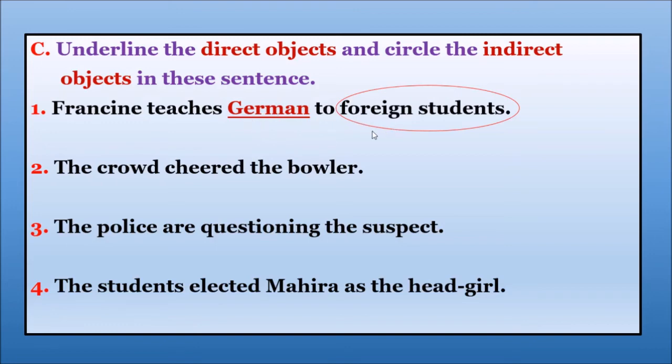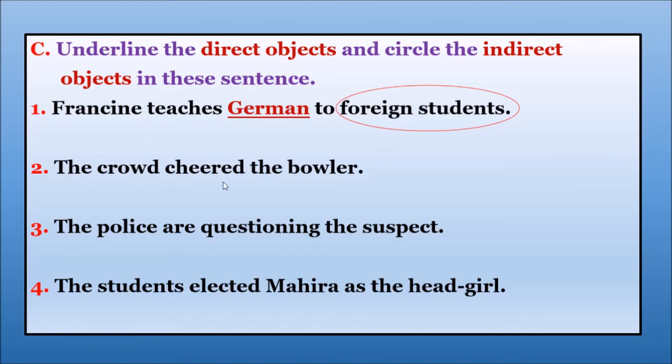They also gave to whom she is teaching: to foreign students. So Francine teaches what and to whom. Two objects are here. The first is a direct object and the second one is an indirect object. We have to underline the direct object and circle the indirect object. Understood, children?